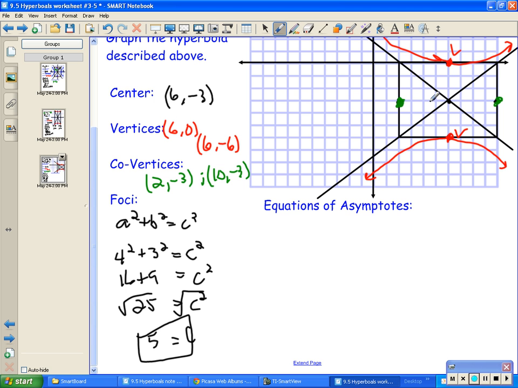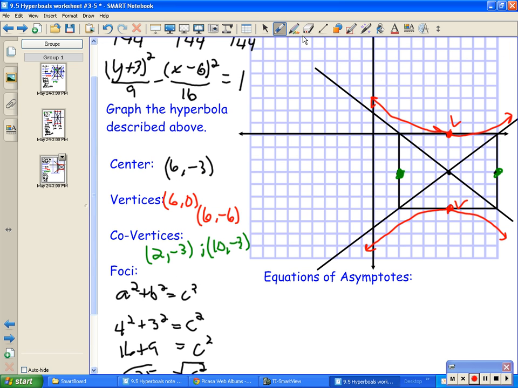So our foci will go 5: 1, 2, 3, 4, 5. And then 1, 2, 3, 4, 5. Alright, so these points here are going to be over 6 up 2, and then this is over 6 down 8.